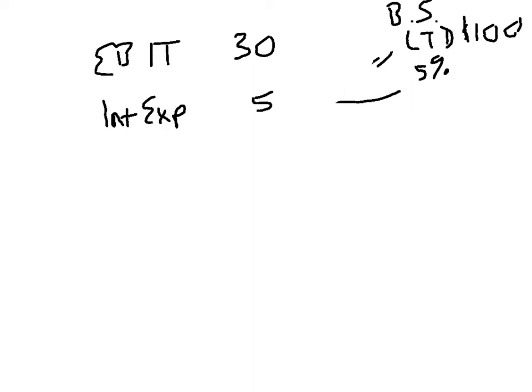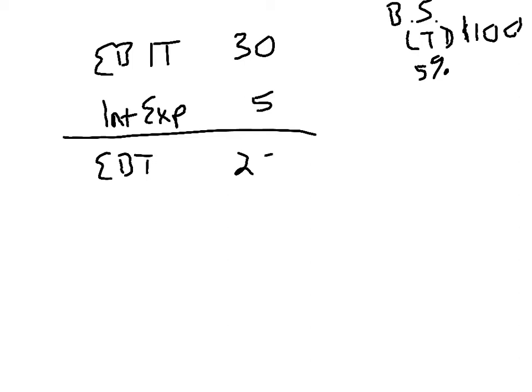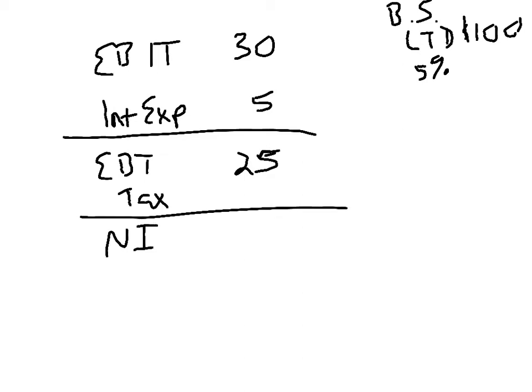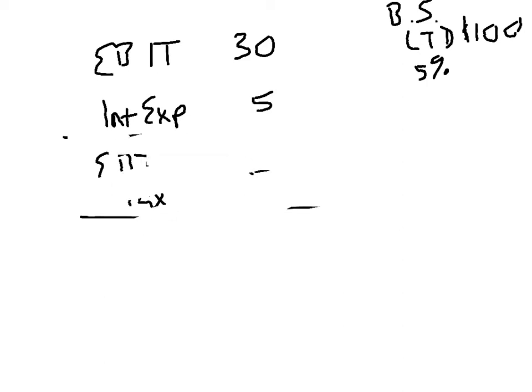So we have an interest expense of 5, right? 5% of 100. So normally our EBT would be 25, right? Now the EBT is completely irrelevant to this. I'm just making sure that you remember how the math would work out. And then we would subtract taxes, whatever that is, and then you would have net income. All right? Now, let's get back to the question.